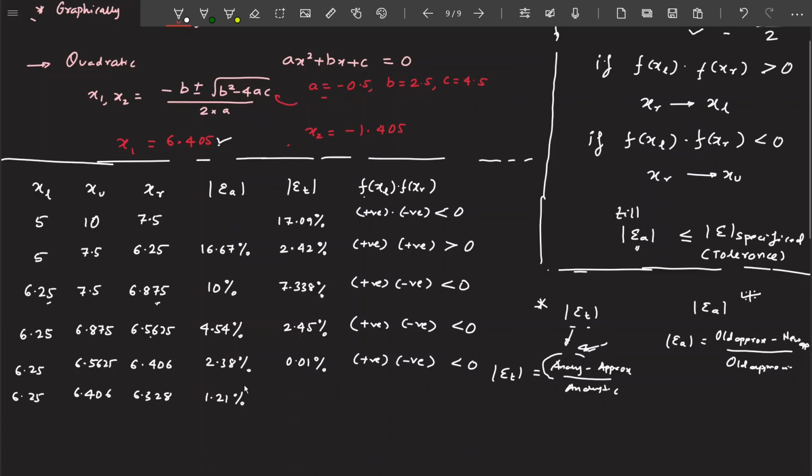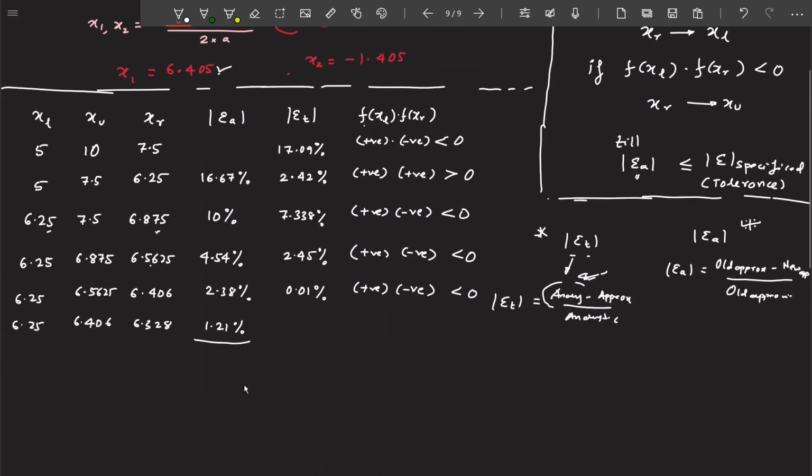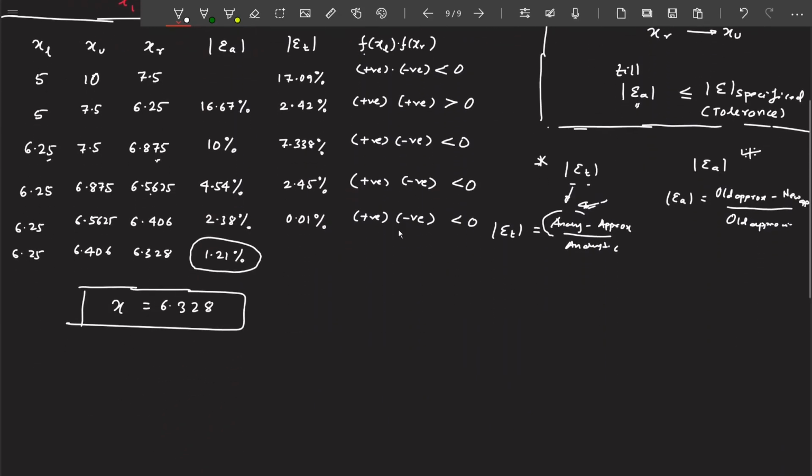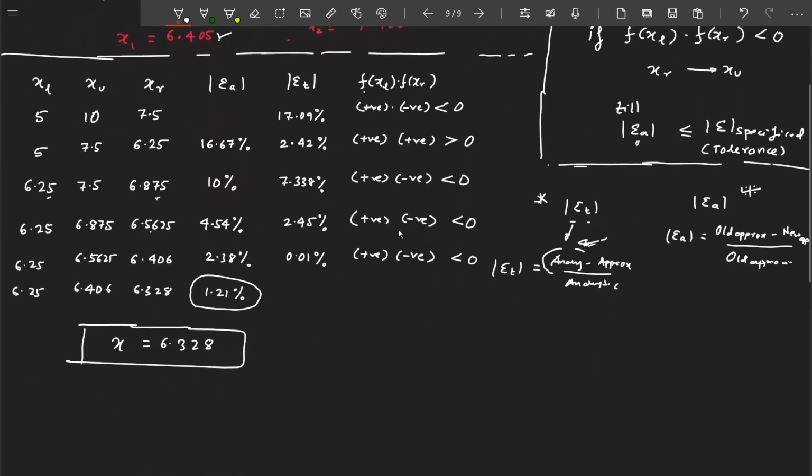Okay, so now we'll stop here because you see that the approximate percentage error is less than 2%. And what is the value of the root that we are getting? The value of the root is 6.328. So this is how you are going to do your bisection method.